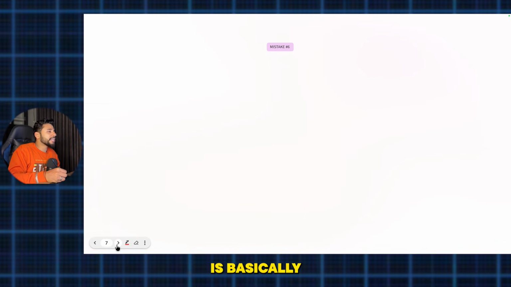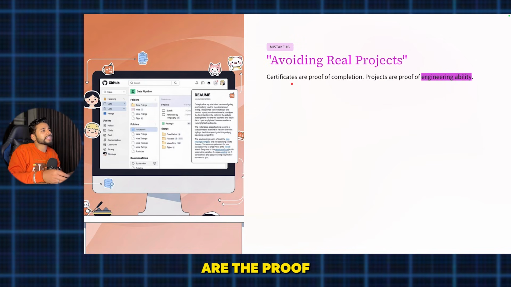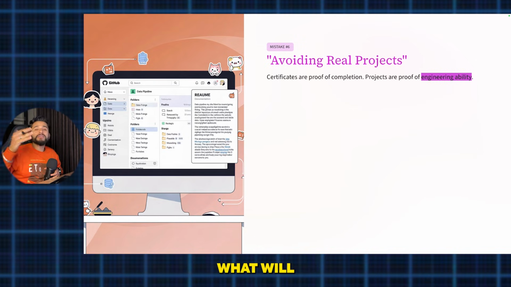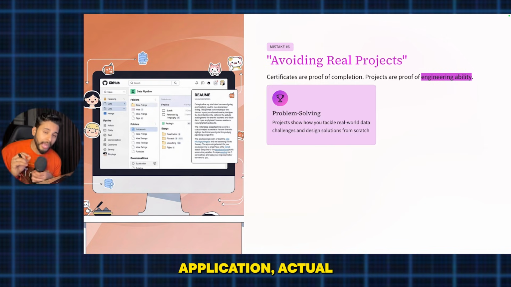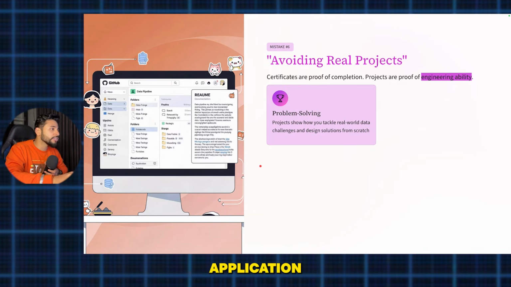Next part is mistake 6, that is avoiding real projects. Certificates are the proof of completion. Projects are the proof of engineering. People run behind just the certificate. Don't make that mistake. Try to understand whether doing this certificate or building a project will give you a better benefit. If you build projects, you will get actual engineering application understanding.